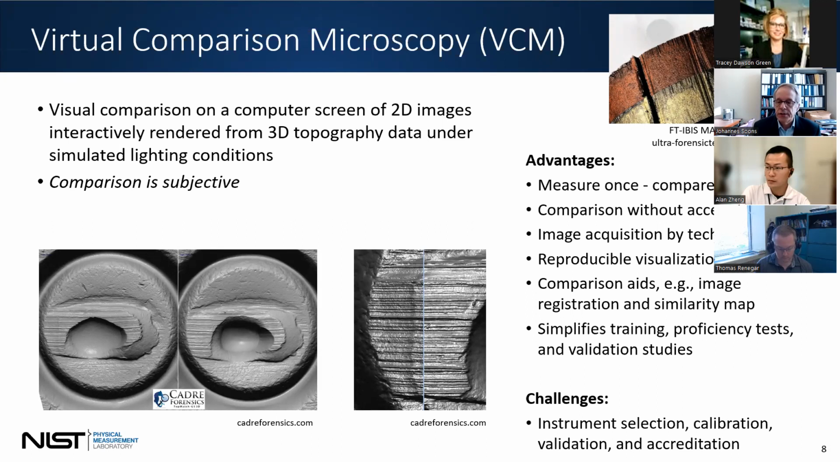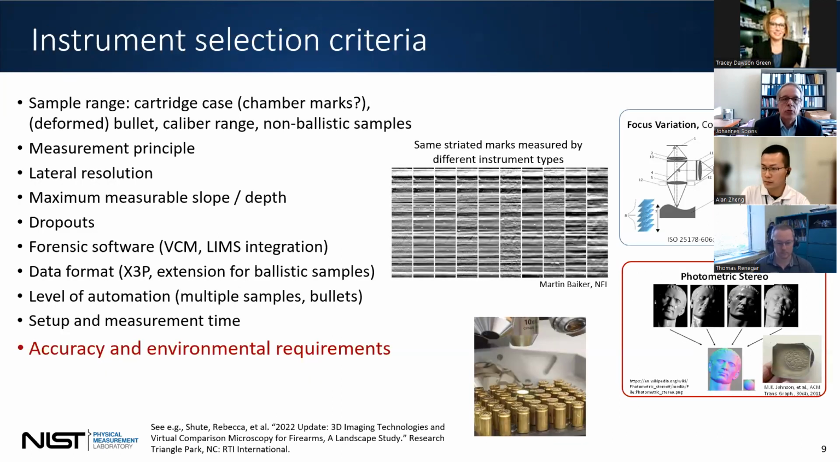However, there are challenges. The first one is how to select the appropriate instruments. There are quite a few instruments out there that can do measurement of 3D topography. Some of those are focused on forensic applications, but some are generic surface texture measurement instruments. And in the latter case, you have to make sure that the instrument has the proper sample holders as well as access to forensic software like VCM.